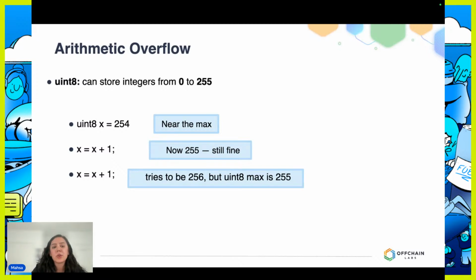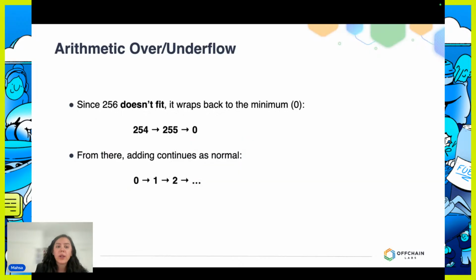But if you increment it just one more time, it tries to be 256. That's at least what you're expecting from your code. But you have to keep in mind that this type can only store up to 255. So instead of incrementing normally like 254, 255, 256, because 256 doesn't fit, your code wraps back to the minimum, 0. From there, it starts counting as normal. So instead of 256, your code silently, without even throwing any error, goes to 0 and starts incrementing.